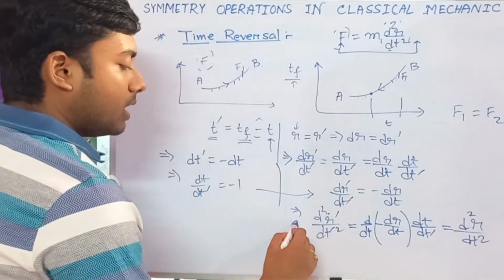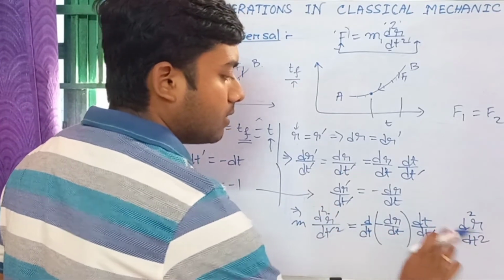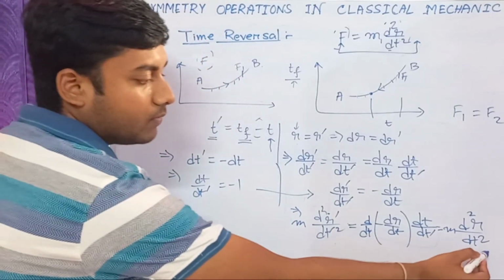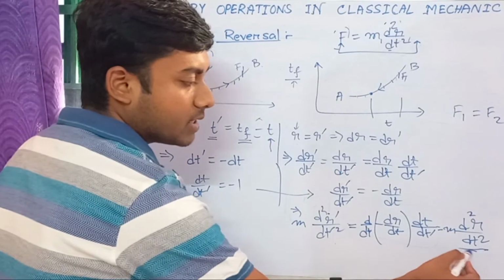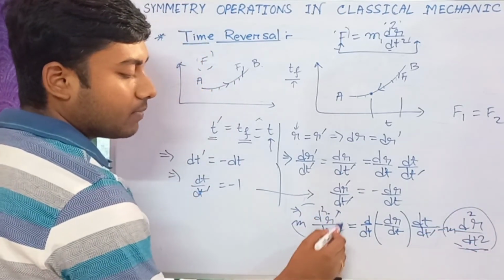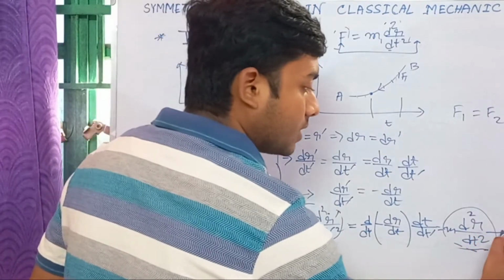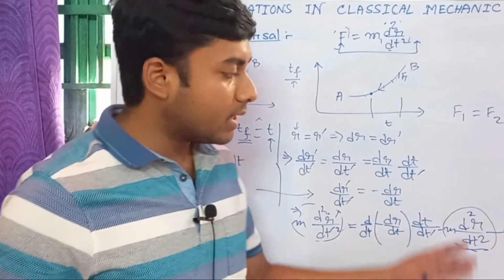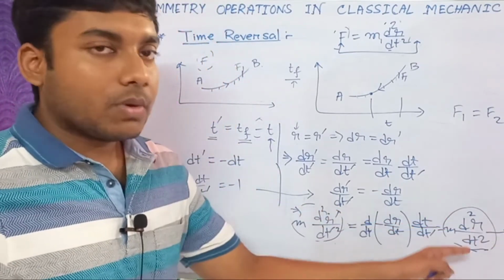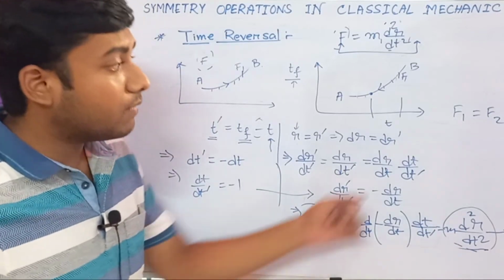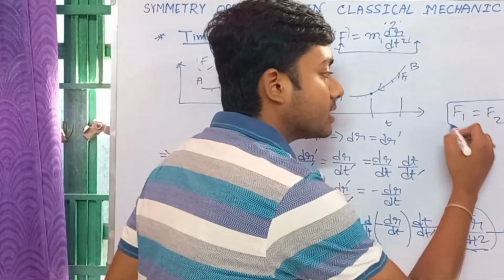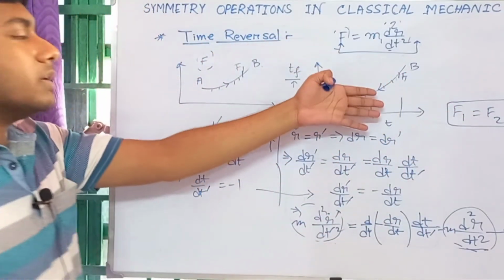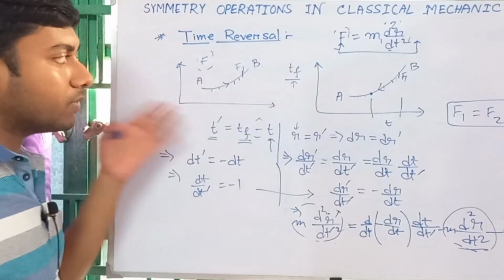So multiply both sides with m, then you can find that for the forward process this quantity is equal to the same quantity in the reverse process, okay. And this quantity was equal to our force in the forward process. We know that F is equal to m d2r over dt square. Then that means F is equal to this and this is equal to this, and as we had discussed, F1 is equal to F2, as for each and every point of this path the force in the reverse process is just equal to the force in the forward process.